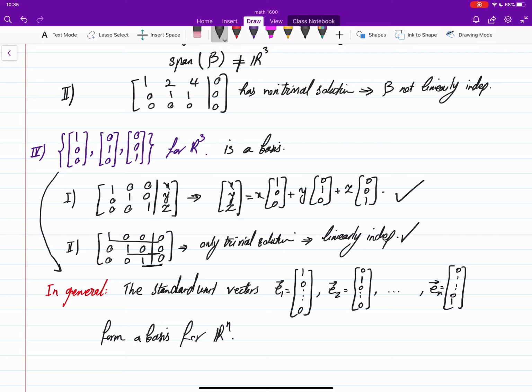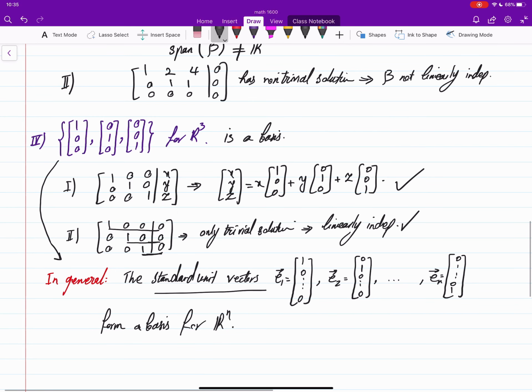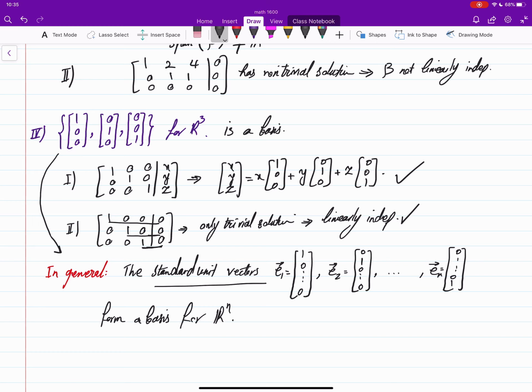So that's an example that you should always keep in mind. The very simple, the standard one, are these vectors. The vector which has 1 at the i-th component, everything else is 0. So you pick n of these, and that will give you a basis for Rn.